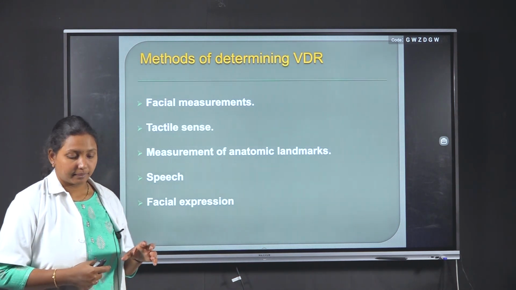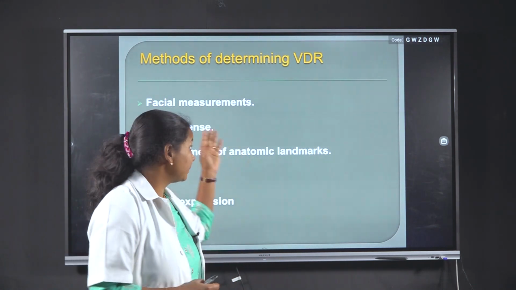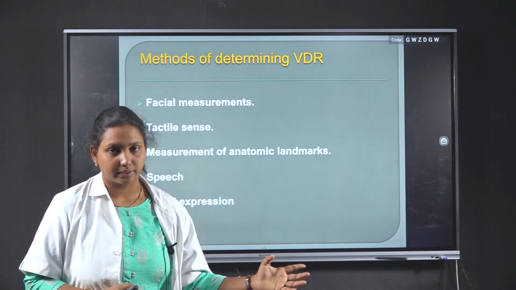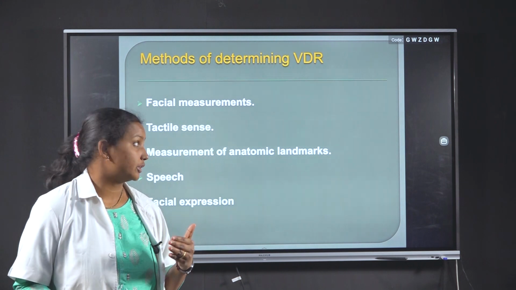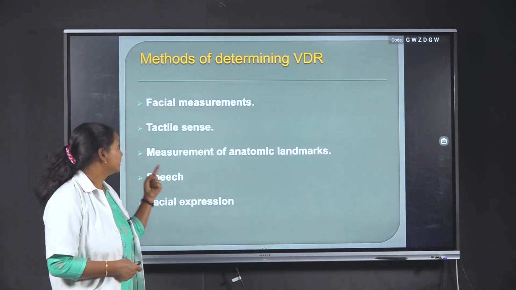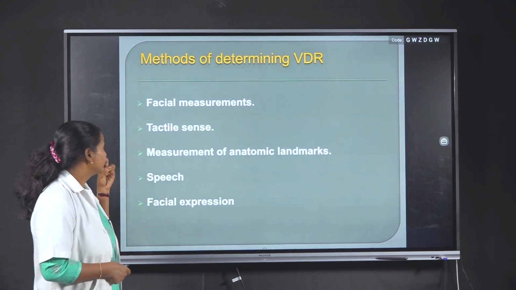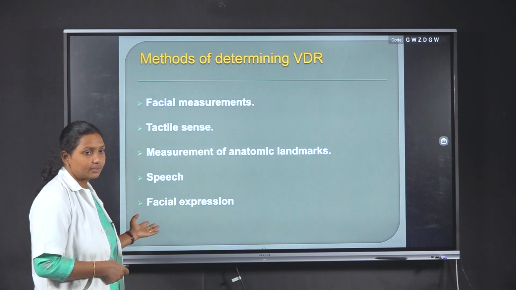Methods of determining vertical dimension of rest. Okay, here these are the methods for recording vertical dimension at rest. There are other methods which will record vertical dimension at occlusion. So basically these are 5 methods. First is facial measurements, second is tactile sense, third is measurement of anatomical landmarks, fourth is speech, and fifth is facial expression.